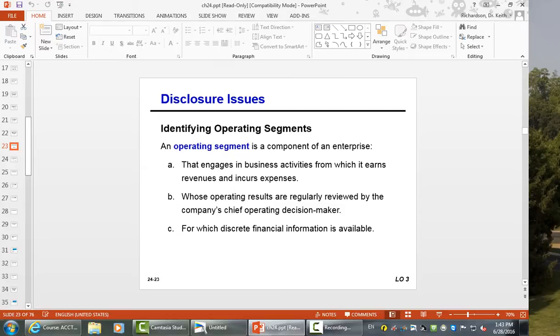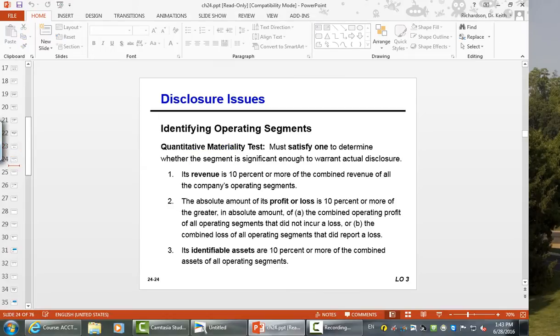Identifying your segments in a component that engages in this activity. Okay, discrete information. That's key. Quantitative materiality testing. We're going to have another chapter in the other book where we talk about this stuff too, so that's good, right? It's an important area. How do you identify operating segments? Quantitative materiality test. What's the rules, guys?